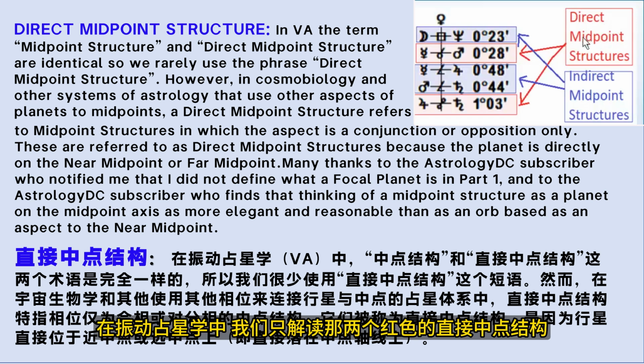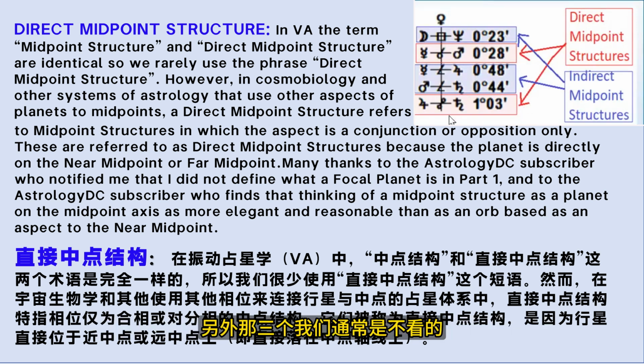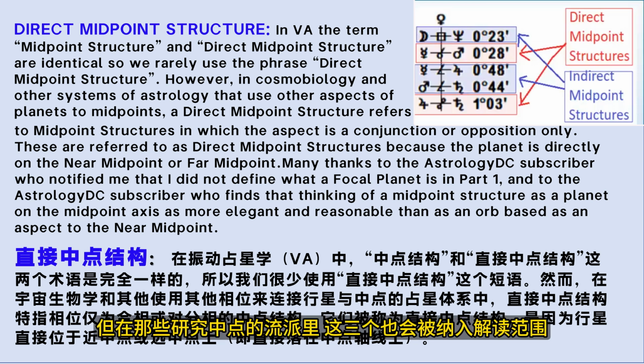So in vibrational astrology, we interpret only the 2 direct midpoint structures. We do not interpret the other 3, but in some other systems of astrology, they do. Of course, in most astrology, people don't interpret midpoints at all, okay? But in systems that do, they often interpret these other aspects.